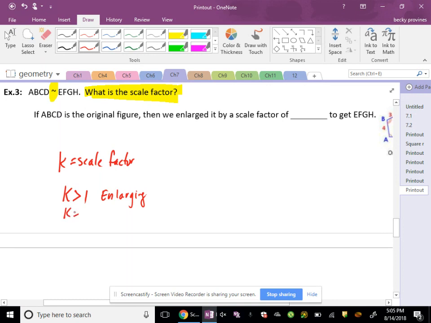If your scale factor is equal to 1, this is like your picture just stays the same. Now, if your scale factor is less than 1, this is a shrinking.